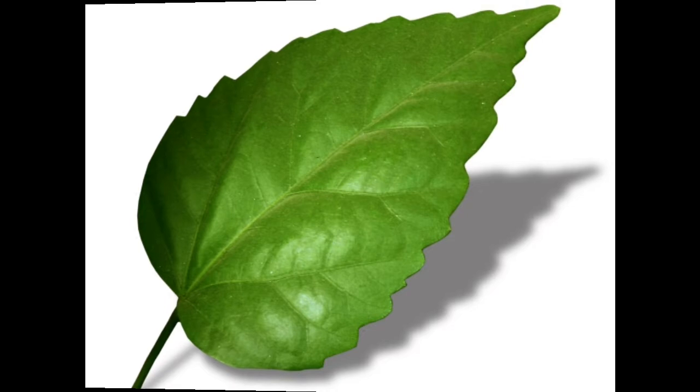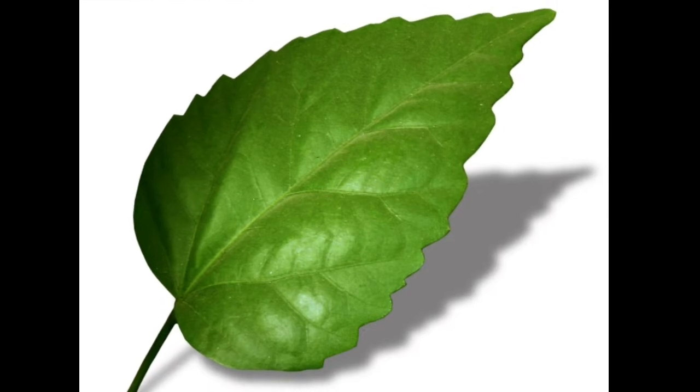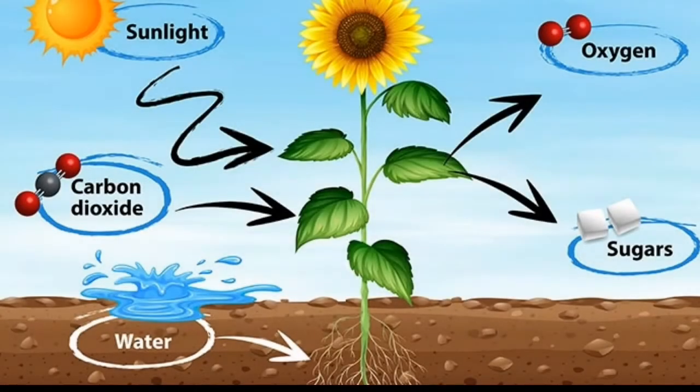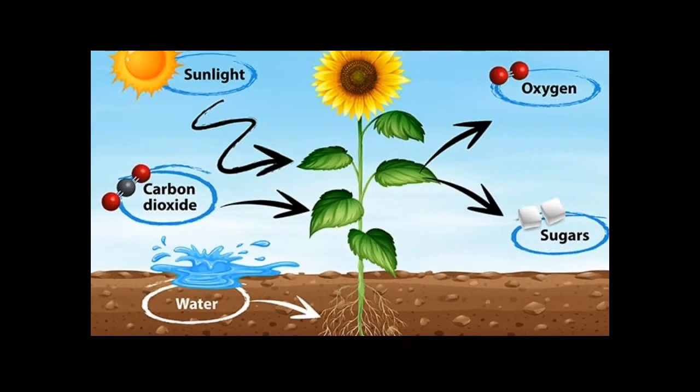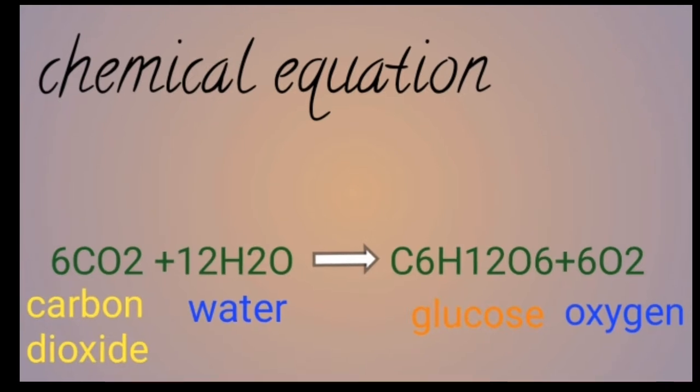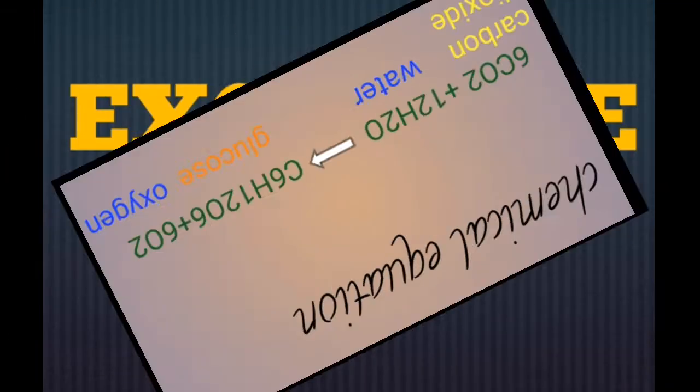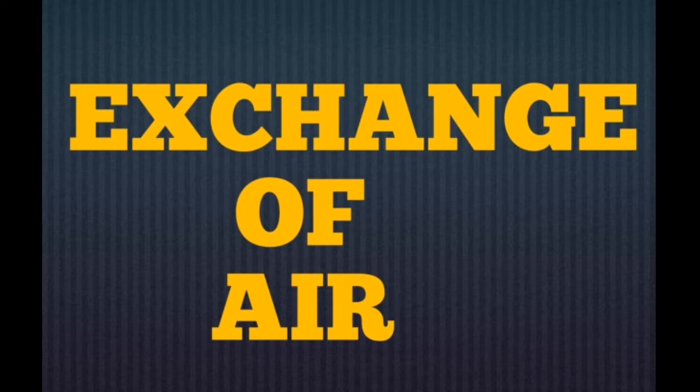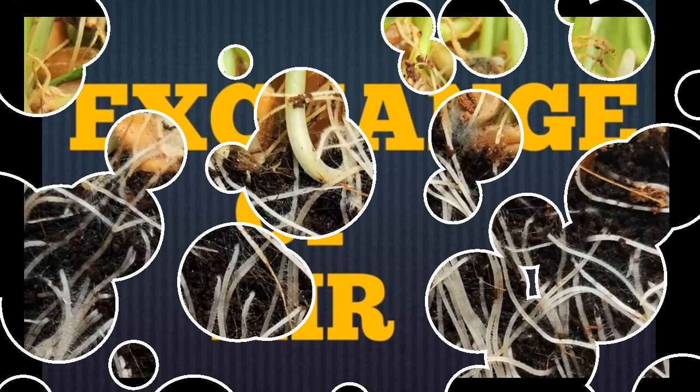In nature, the presence of green substance in leaves is essential for photosynthesis to take place. This green substance is called chlorophyll. In this picture, you can observe clearly how the process of photosynthesis takes place. Photosynthesis chemical equation: carbon dioxide and water combine in the presence of sunlight and chlorophyll to give glucose, oxygen and water. Exchange of air. Plants get water from soil through their roots.